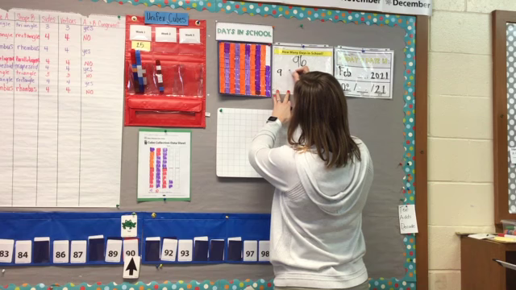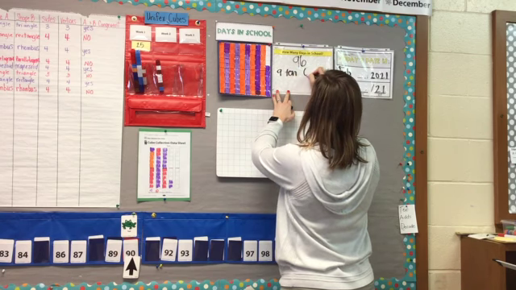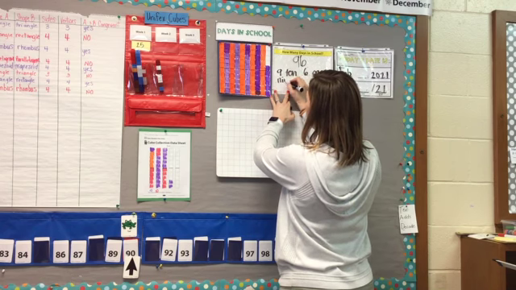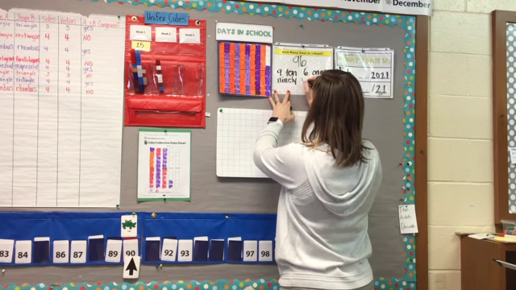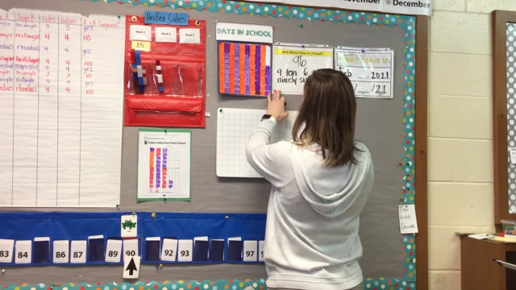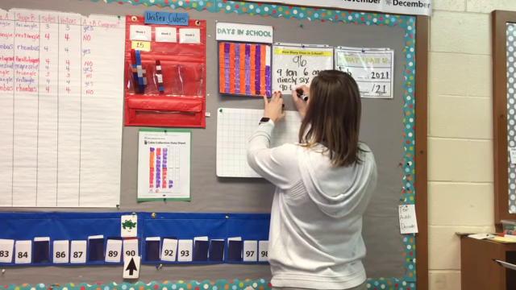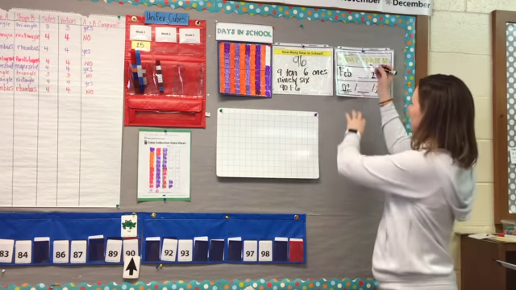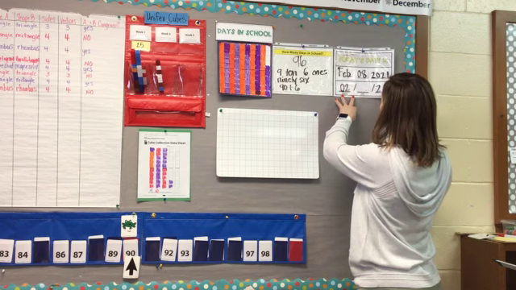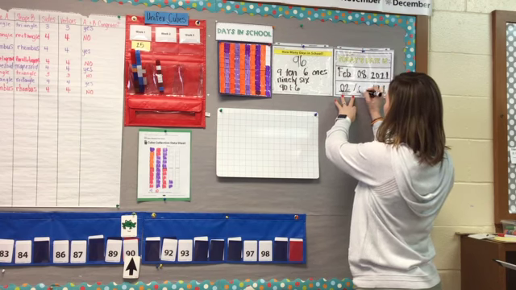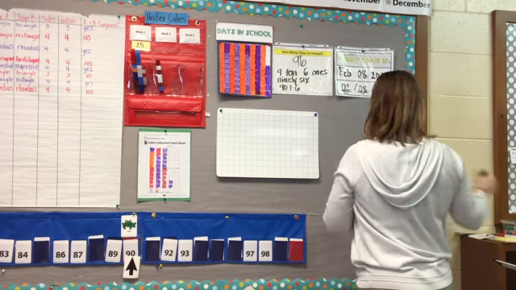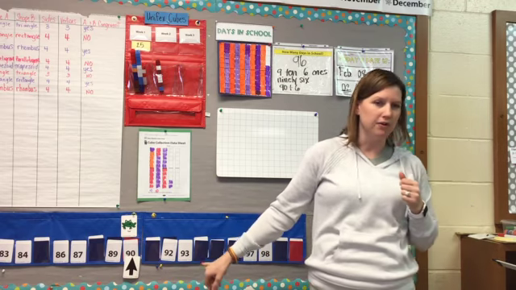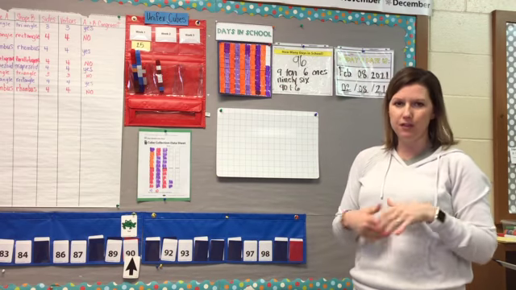96 is 9 groups of 10 and 6 ones. 96 can also be written in number words. 96 is also 90 plus 6. So just a couple different ways that you can write a number. Today is February 8th, 2021, 2-8-21. We're going to take a look at our number line and fill in a few more numbers.